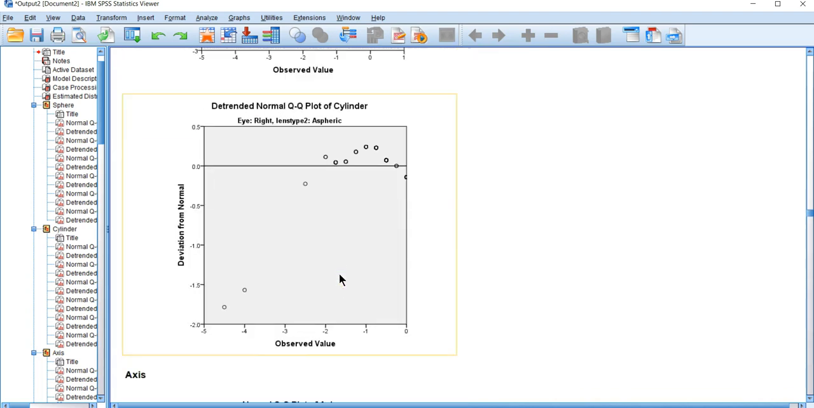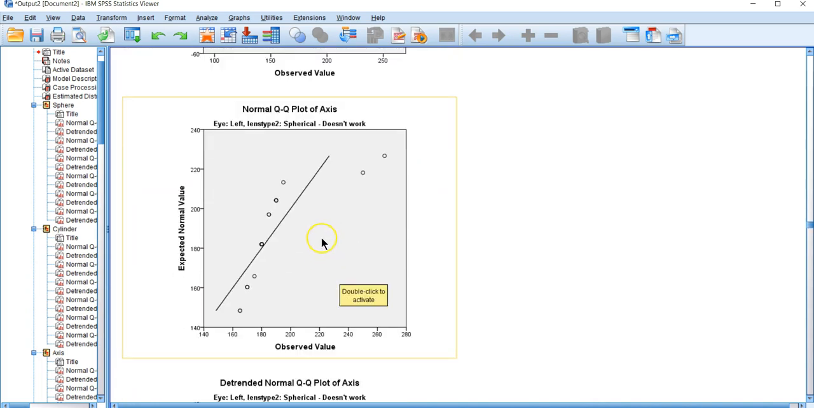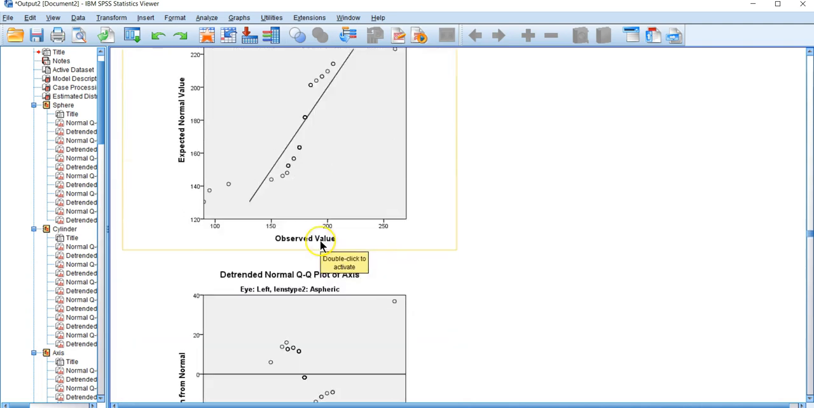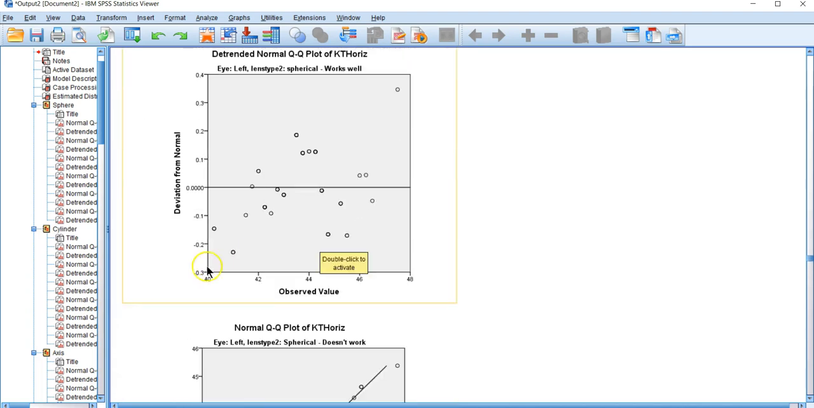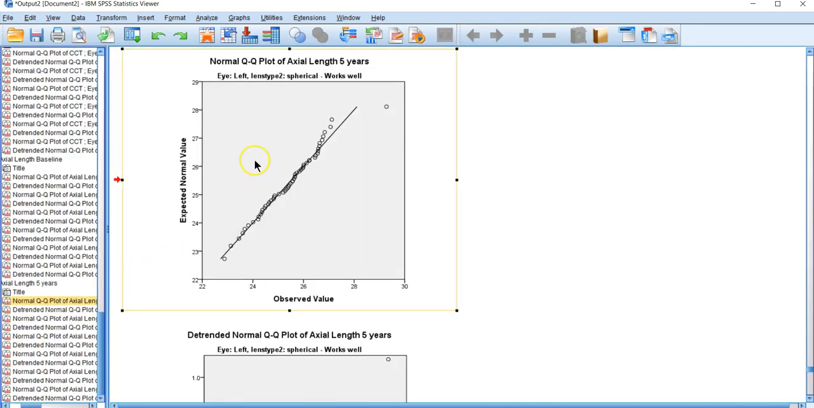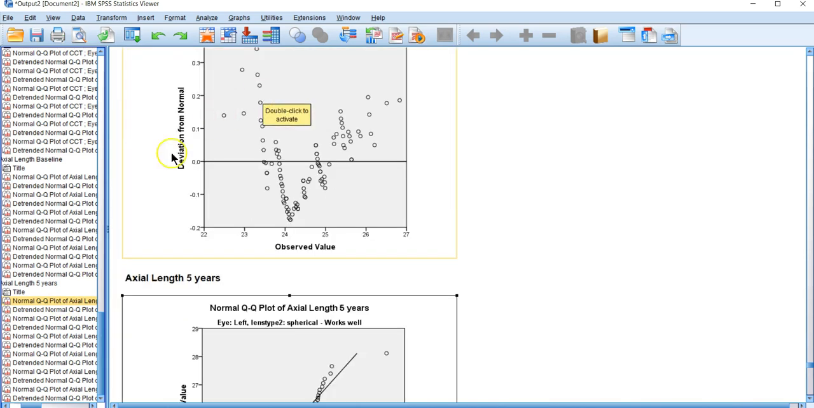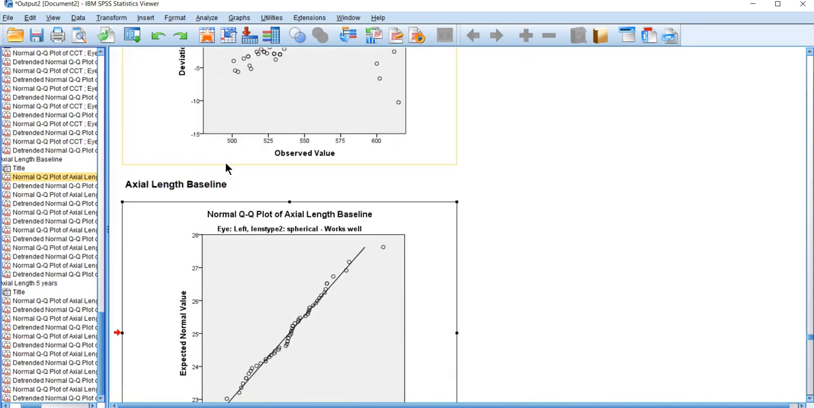Now, one thing that we have to keep in mind here is while some of them don't follow normality too well, our actual test today is going to be on axial length. So let's go find that. We did a lot of QQ plots here. Let's go to baseline. This is axial length at baseline.